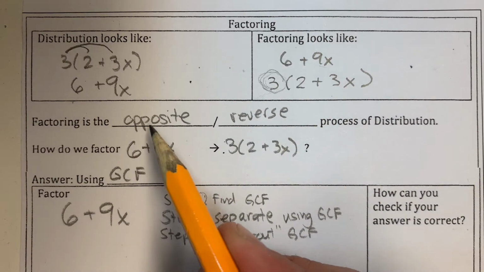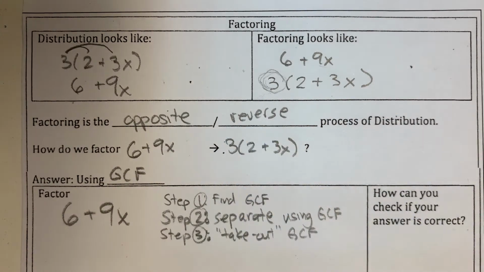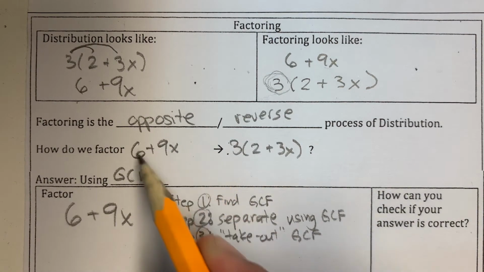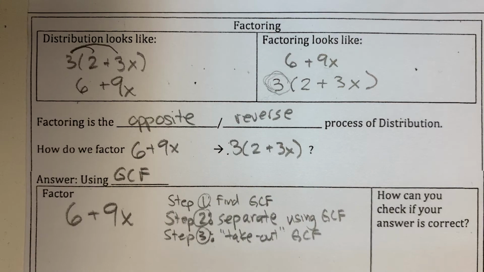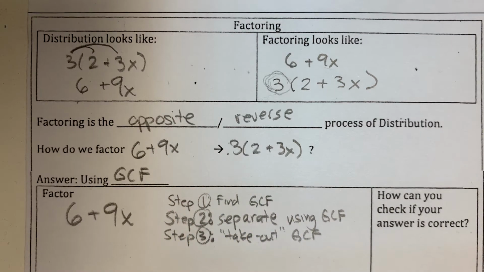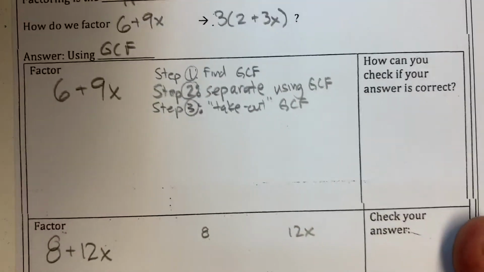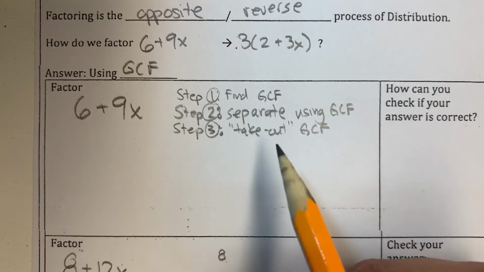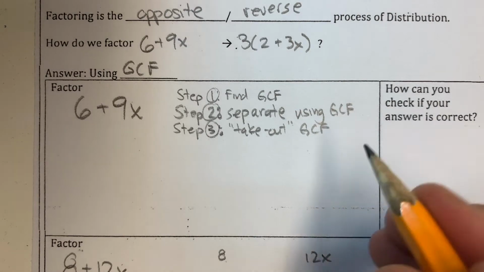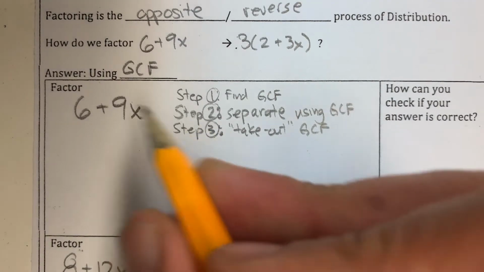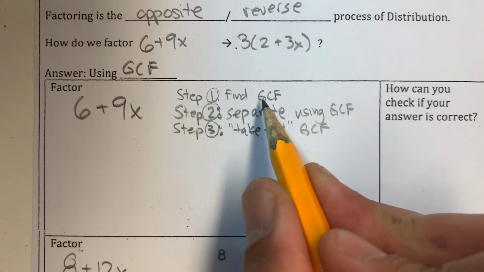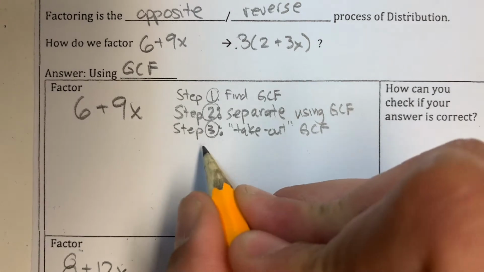So factoring is the opposite or reverse process of distribution. So we are going to go over how we actually did this process. Okay, and the way that we do that is using the GCF, the greatest common factor. So take a moment to copy these steps down. Okay, this is quite procedural. And so step 1, in order to factor this to look like this, is we need to find the greatest common factor.